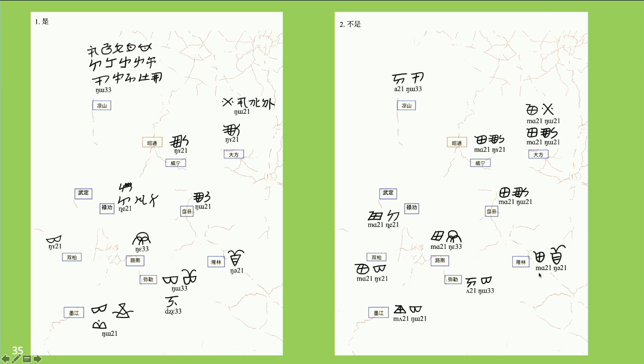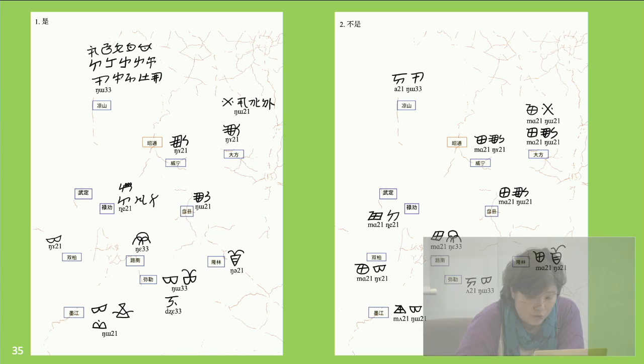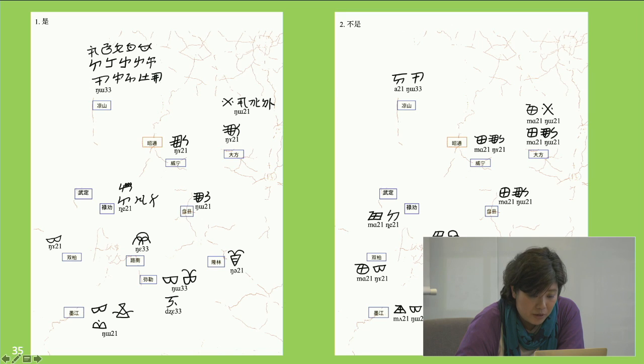Here are the maps concerning the forms of to be and not to be. As far as I have found from all the data I referred to, we can see that the case of Sani is distinctive. No other areas possess the identical or even similar characters. This one and this one.